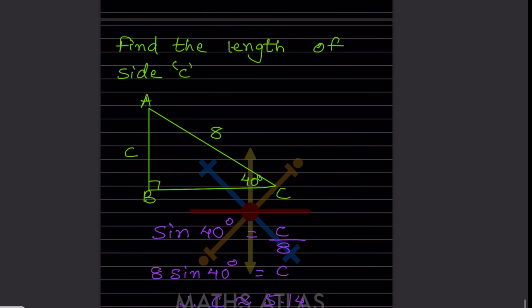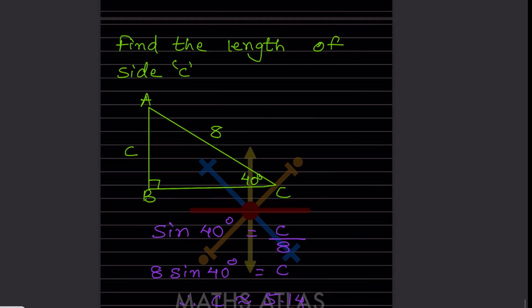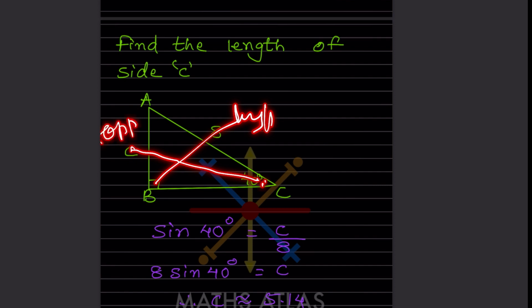Now the next one: find the length of the side C. We have to find the length of this. This is the diagram given here. So what will we do? We know this is the hypotenuse, and the side opposite to this theta is going to be the opposite side. When we know the opposite and the hypotenuse, which are we going to use? We are going to use the sine.